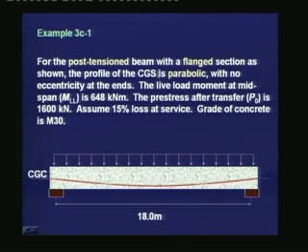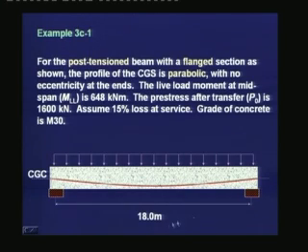For the post tension beam with a flange section as shown in the next slide, the profile of the CGS is parabolic with no eccentricity at the ends. The live load moment at mid span due to service loads is 648 kilonewton meters. The pre-stress after transfer, which we have been able to measure from the jacks, is 1600 kilonewtons. Assume 15% loss at service. The grade of concrete is given as M30.